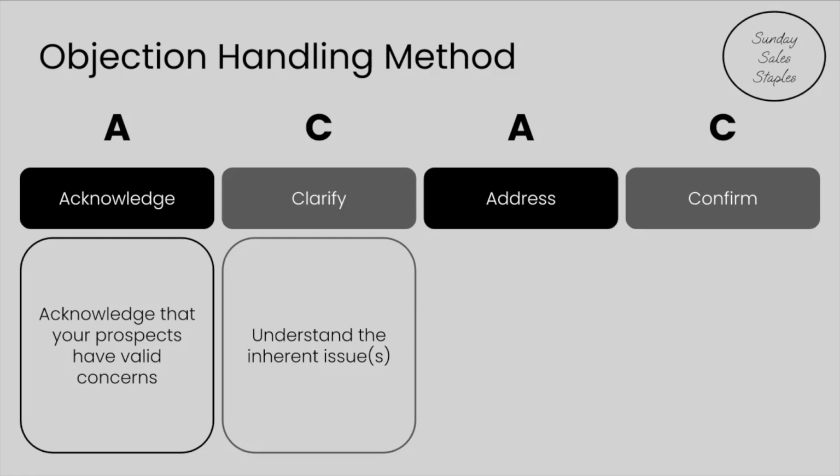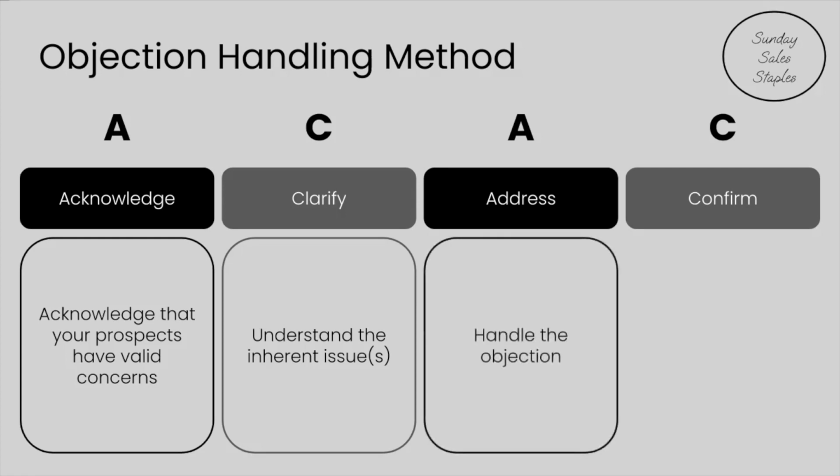The next step is to address the concern. This is where you handle their objection with a predetermined response that should have been crafted by your marketing, enablement, or leadership team in anticipation of these objections. Too many times, sales professionals skip the first two steps and jump right into addressing the objection head on. This isn't ideal as you didn't make the prospect feel heard and you may not have the right understanding of the true objection. Only when you have acknowledged and clarified the objection can you tackle it with precision.